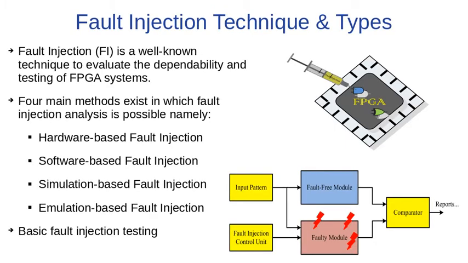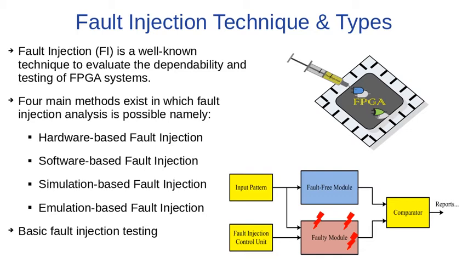Now we discuss what the fault injection technique is and its types. Fault injection is a well-known technique to evaluate the dependability and testing of FPGA systems. There are four main methods in which fault injection is possible, namely hardware-based fault injection, software-based fault injection, simulation-based fault injection and emulation-based fault injection. However, a hybrid fault injection technique is achieved by combining two or more methods.